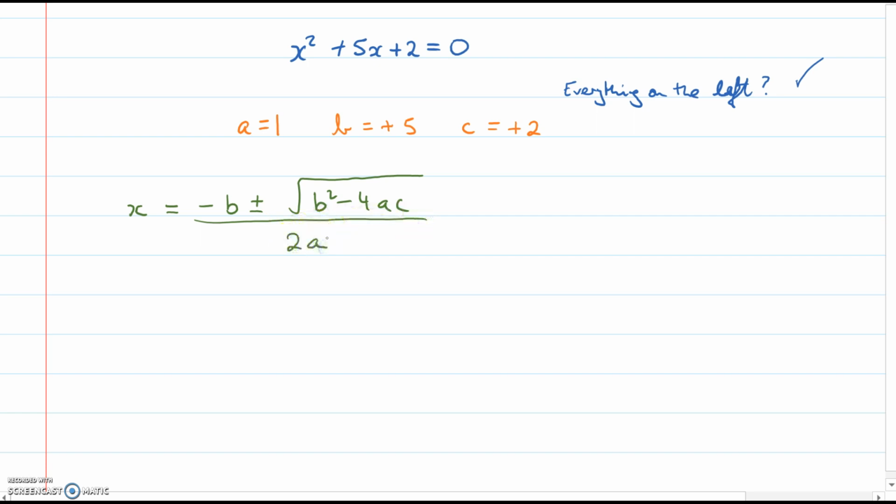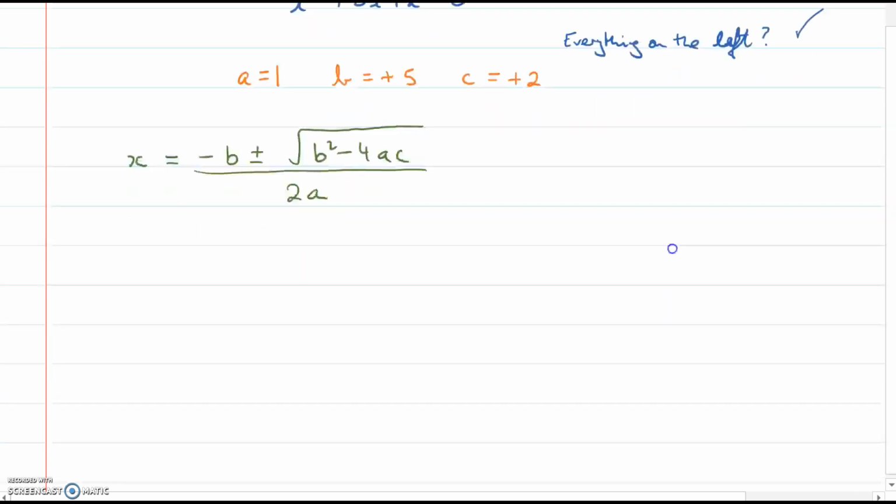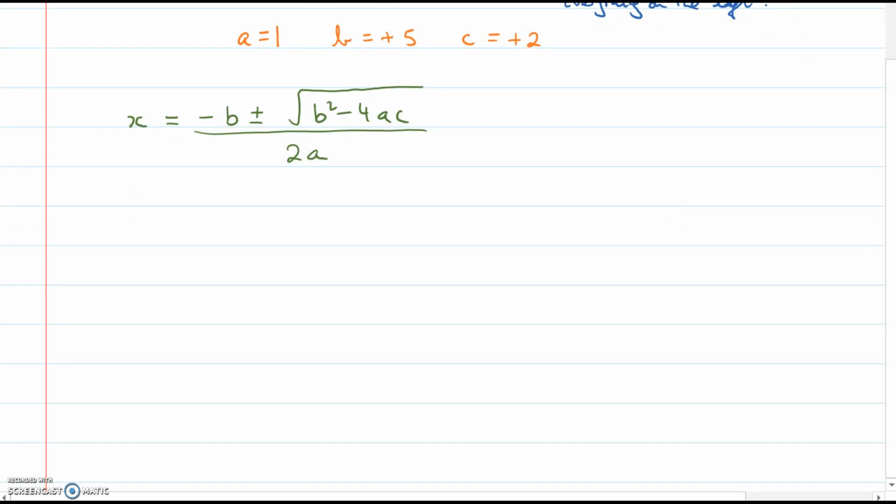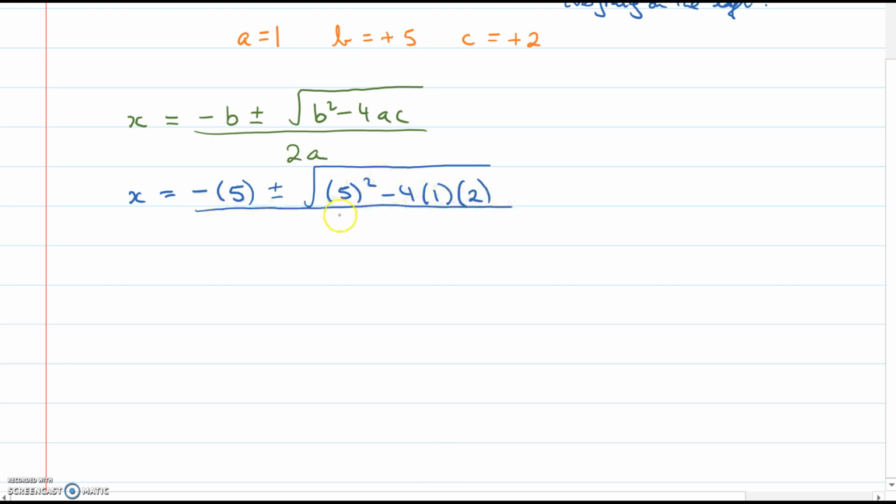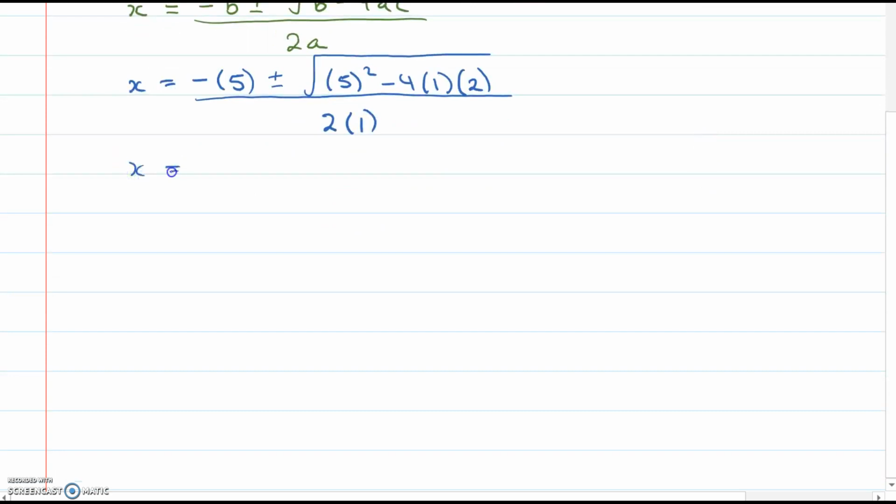And now just start to fill that in carefully, putting everything into parentheses. It's not going to affect this one too much, but when we come to do a few more, the parentheses will actually be important. So x equals minus 5, or positive 5 if you want, plus or minus the square root of b, which is 5 squared, minus 4 times 1 times 2, all over 2 times a, which was 1.